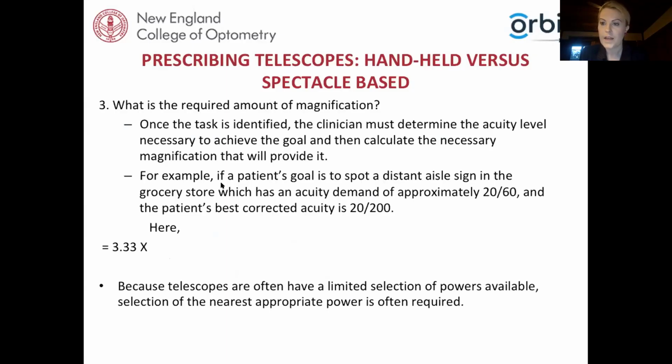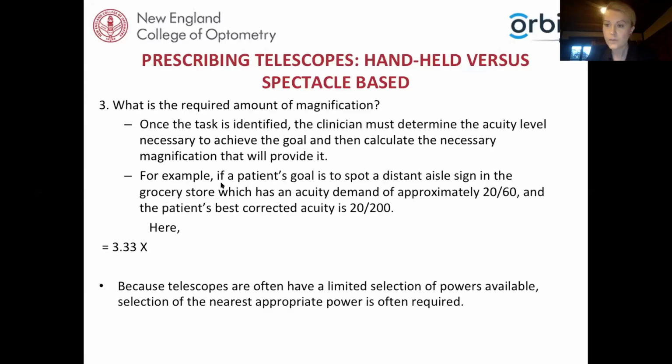And you can figure that out either by thinking about it in an acuity level, which I did here in this example, or you could think about it in terms of a ratio of distances and objects. The patient might tell you, I want to be able to see the grooves in my key. I can see it here, but I want to see it further away. That ratio will give you the magnification required as well.